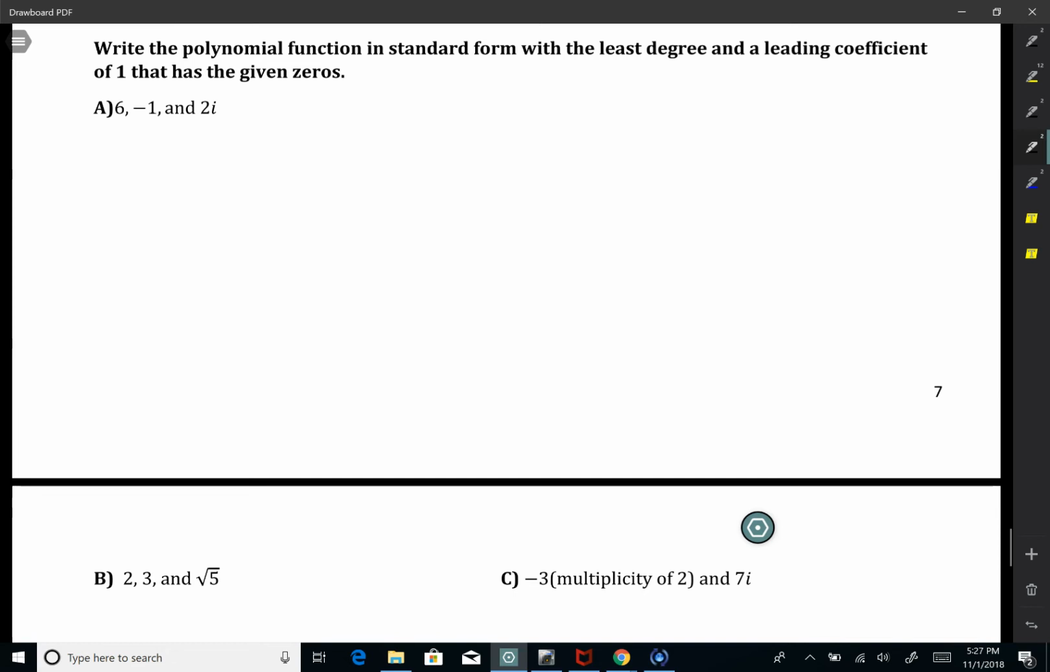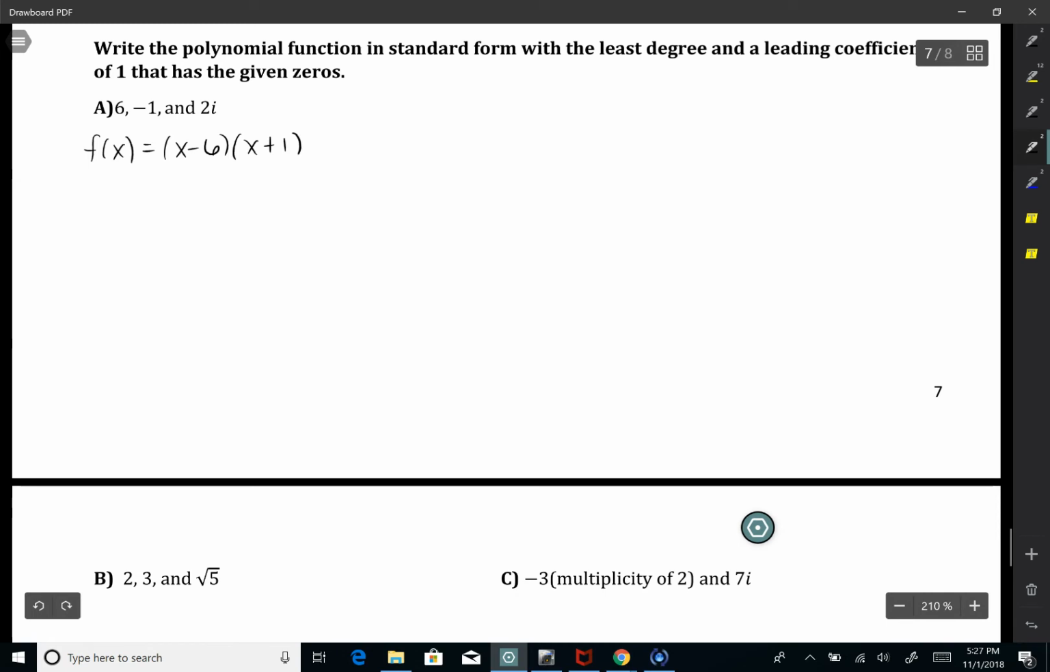Let's look at letter A. Write the polynomial function in standard form with the least degree and a leading coefficient of 1 that has the given zeros. Okay, so let's get started. I have f of x equals, if I have the 0 of positive 6, that comes from the factor x minus 6. If I have the 0 of negative 1, that comes from the factor x plus 1.